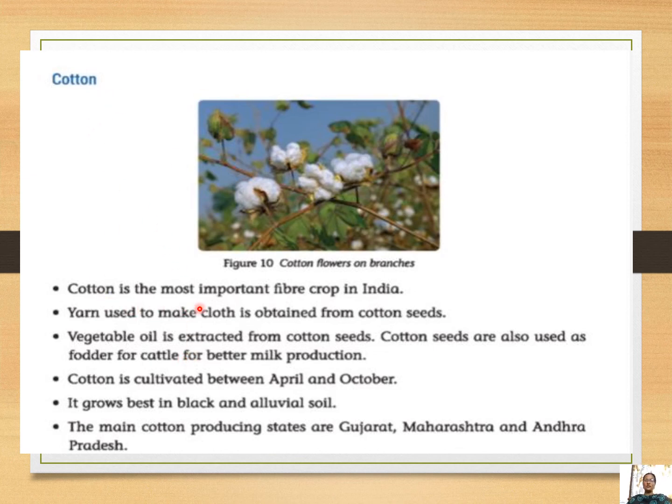Cotton. Cotton is the most important fiber crop in India. Yarn used to make cloth is obtained from cotton. Vegetable oil is extracted from cotton seeds. Cotton seeds are also used as fodder for cattle for better milk production. Cotton is cultivated between April and October. It grows best in black and alluvial soil. The main cotton producing states are Gujarat, Maharashtra and Andhra Pradesh.